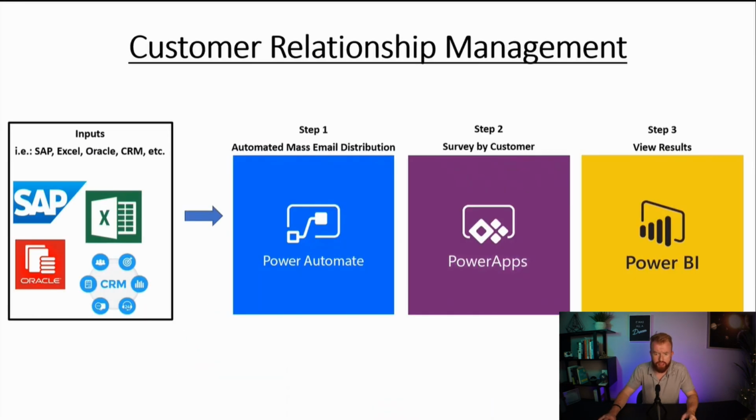So those are the 3 steps between sending out a mass automated email, having the survey filled out by a customer, and viewing results. Keep in mind when you look at the survey by customer, that was just for internal purposes, so it wasn't meant to be very visually appealing, but if something's going out to your customers long term, we'll make it visually appealing.